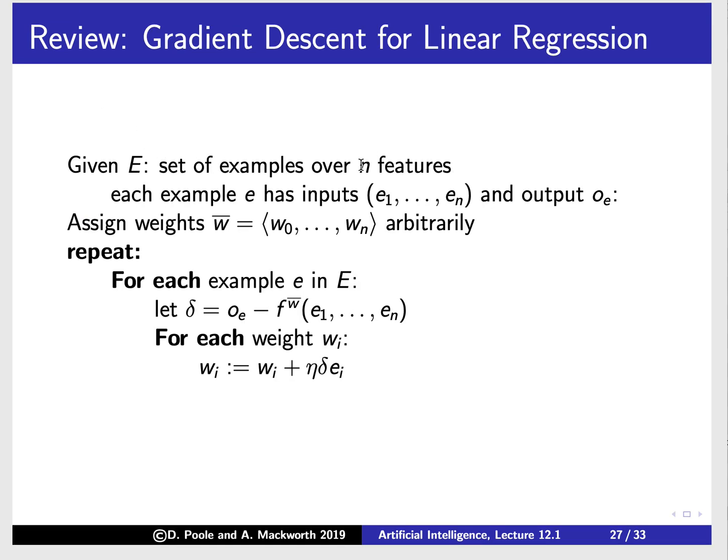Given a set of examples over n features, each example E has input e1 to en and output O of E. I'm going to assign the weights arbitrarily, and we just repeat this loop. For each example, the error is the observed value minus the predicted value, and for each weight we update the weight: the weight gets the weight minus eta times this error term times ei. That's just gradient descent. For each example, we update each weight by the derivative of the error.